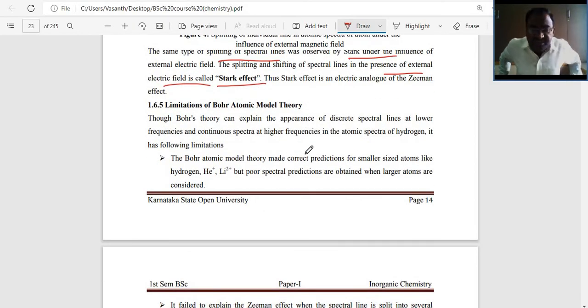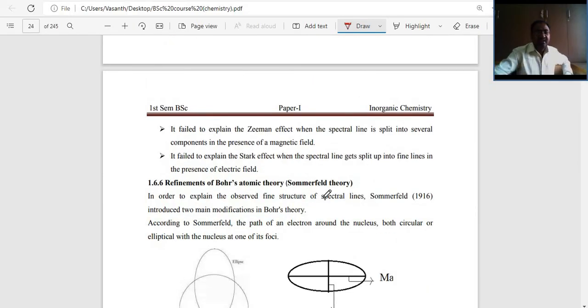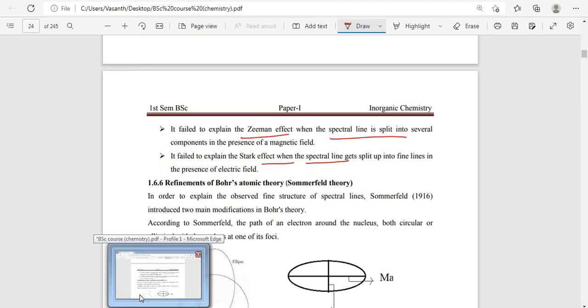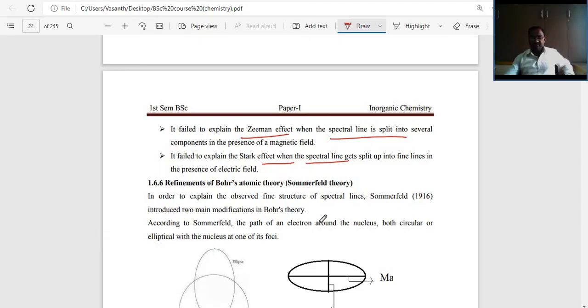What are the limitations of Bohr's atomic model? Bohr's atomic model theory made correct predictions for smaller sized atoms like hydrogen, which contain uni-electron species. It failed to explain the Zeeman effect, when the spectral line is split into several components in the presence of a magnetic field. And it fails to explain the Stark effect, when the spectral line gets split up into lines in the presence of an electric field.